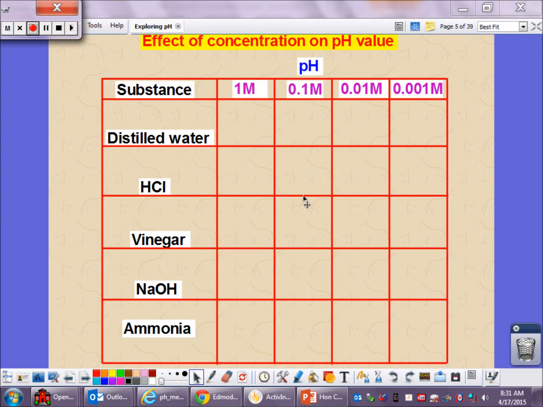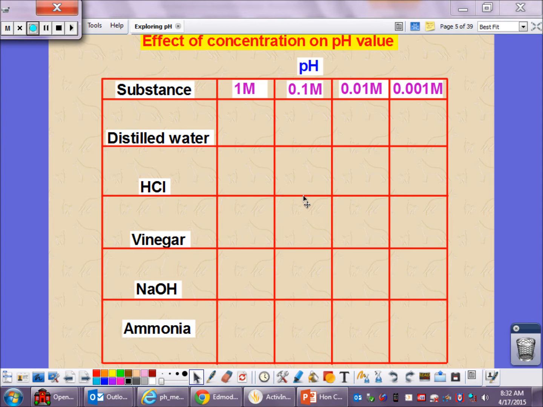Okay, guys, we are going to complete acids and bases exploring pH. The objectives: you will explore the pH and conductivity of various solutions of acids and bases. By varying the concentration, you will explore the effect of concentration on pH value. Conductivity testing will allow you to discover that both strong acids and strong bases are strong electrolytes, while weak acids and weak bases are weak electrolytes.